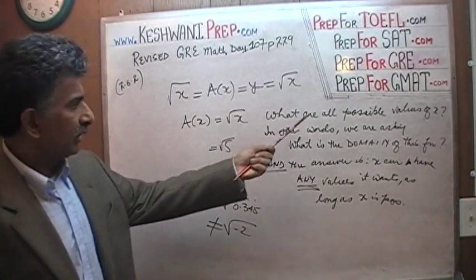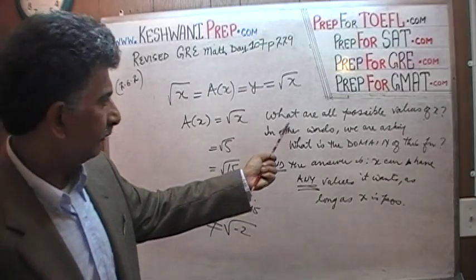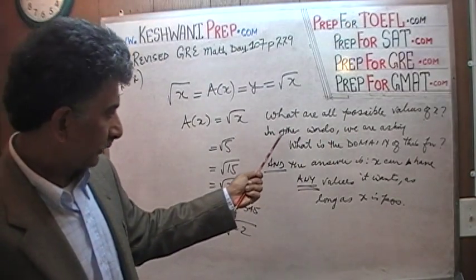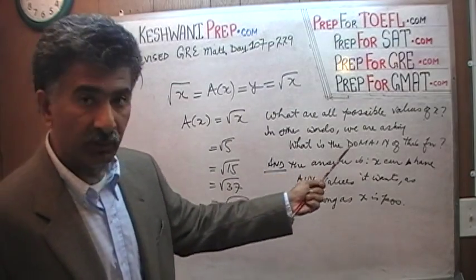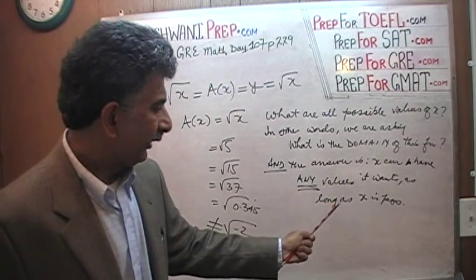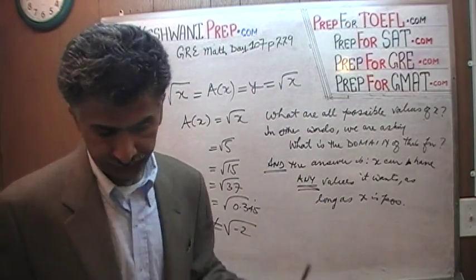So the question here is, what are all possible values of x? In other words, what is the domain of this function? The answer is, x can have any values it wants as long as x is positive. That's all.